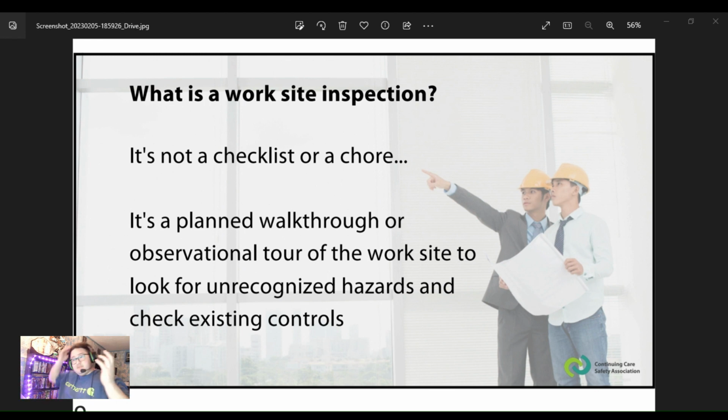What is a worksite inspection? It is not a checklist or a chore. Inspection is a planned walkthrough or an observational examination of a work site. What are you looking for in a worksite inspection? We look for hazards such as machinery, tools, equipment, make sure that the controls are used and that new hazards that were previously unrecognized are identified and controlled.